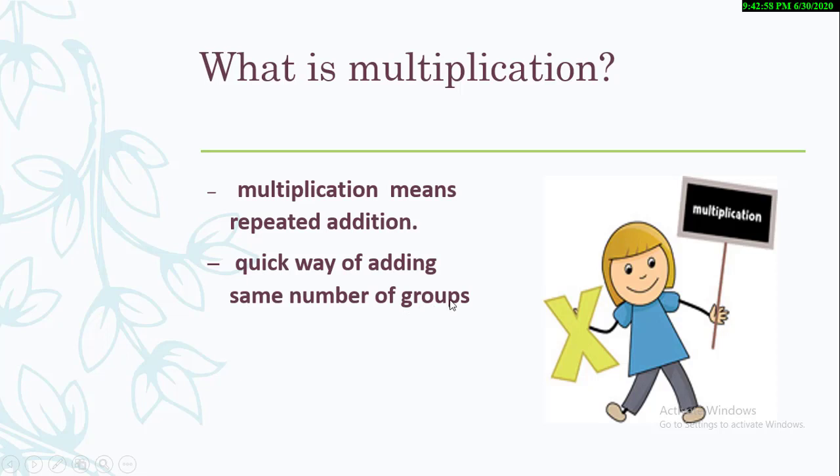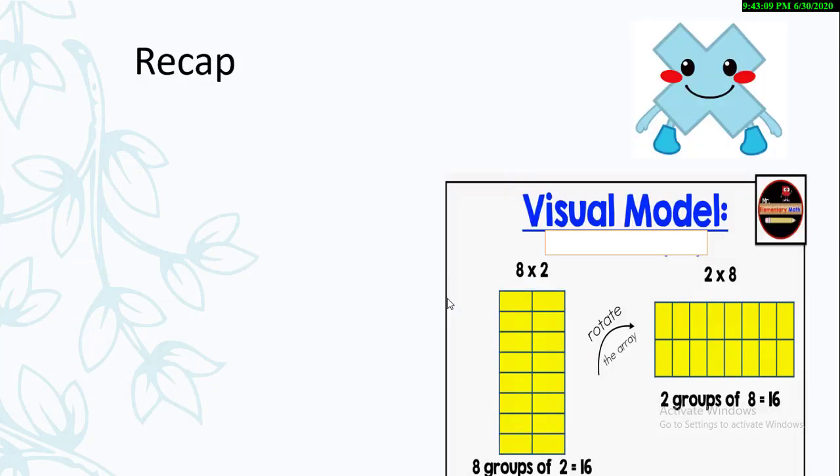So it is also a quick way of adding the same number in groups. It is not possible to multiply different groups which have different items. That is not possible. How? I am going to show you an example. Yes, this is a recap. Okay, look at this picture. This is a visual model. Visual model means you just look at this picture and you will understand how the question is solved over here.